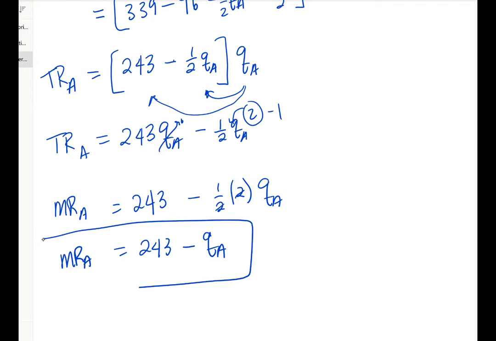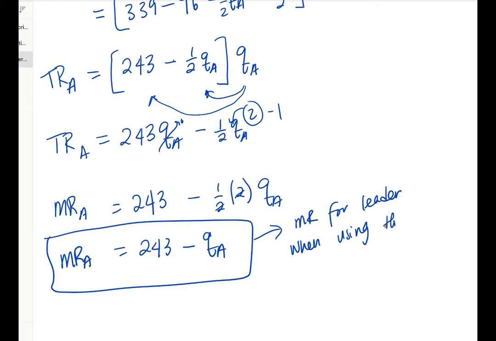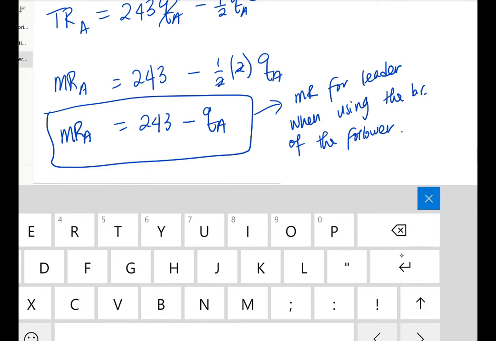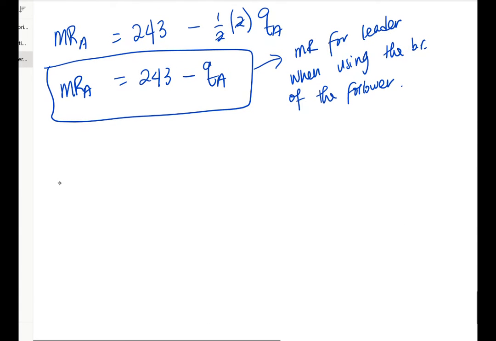Now, remember that this is the marginal revenue for the leader after they've considered the best response of the follower. Very important step here for Stackelberg. This equation here is what separates it from Cournot. All right, so we have marginal revenue for A. We're going to set that equal to the marginal cost for A.